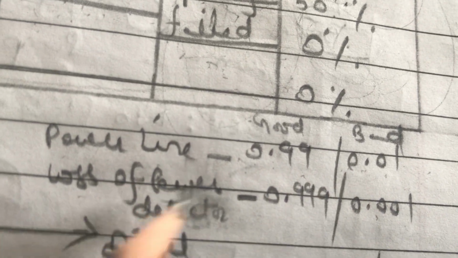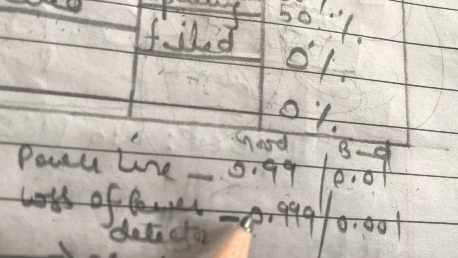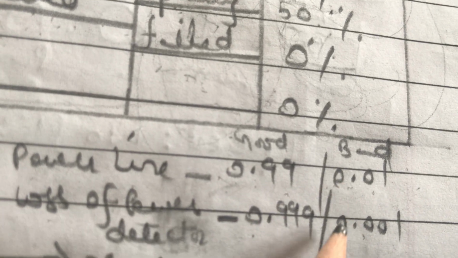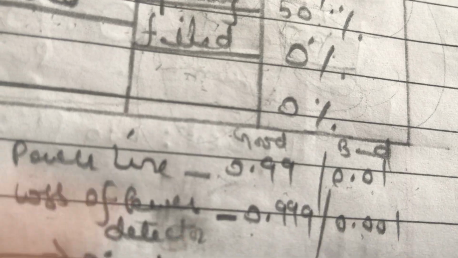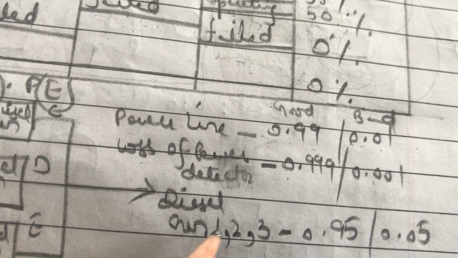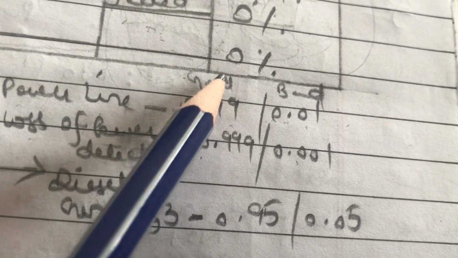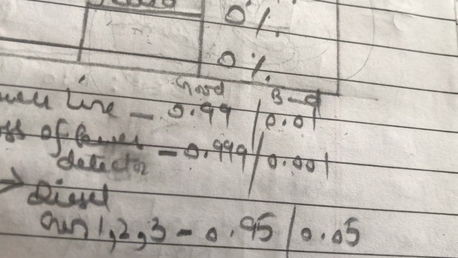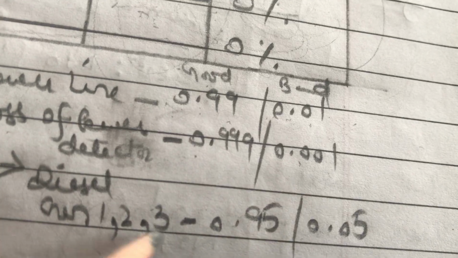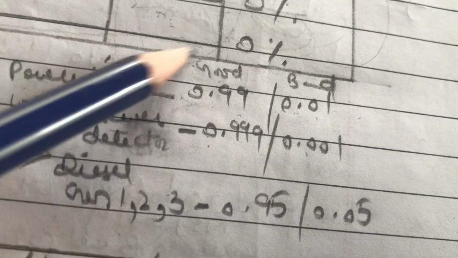Same is for the loss of power detector. When we have an operating condition, its probability is 0.999, and when we have a failed condition, its probability is 0.001. And again for the diesel generators. For diesel generators 1, 2, 3, their probabilities are the same. When these are in the operating condition, we have a probability of 0.95, and when these are in the failed condition, we have a probability of 0.05. So these are the probabilities.